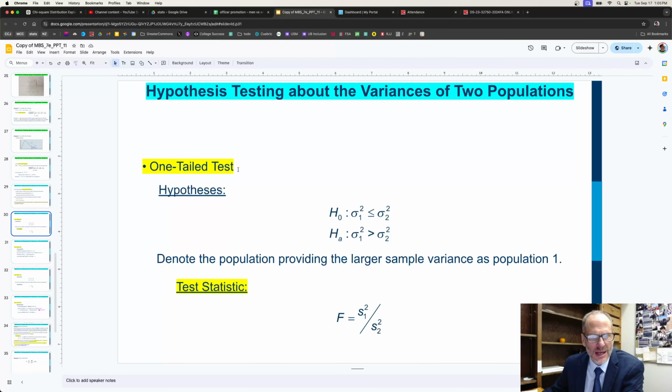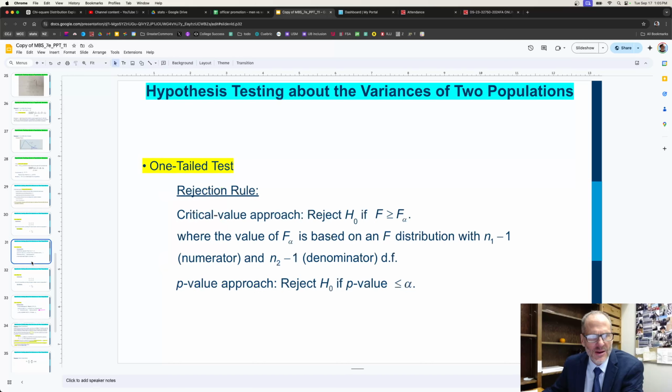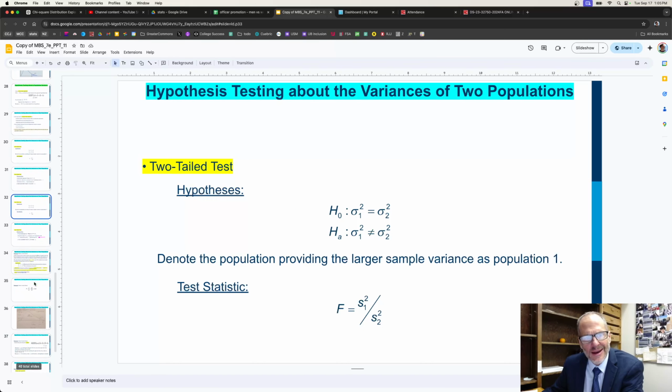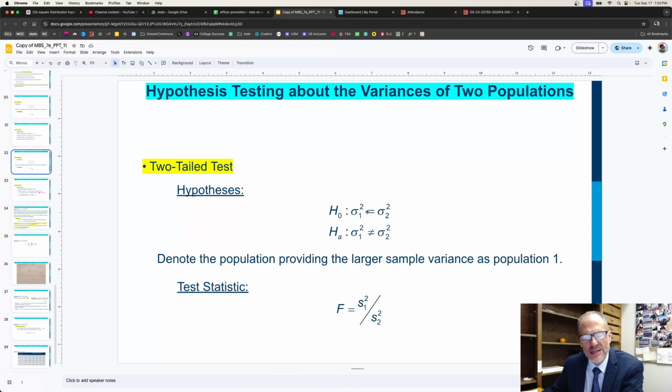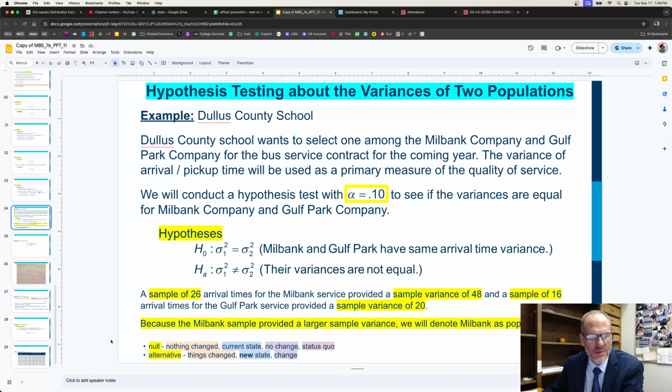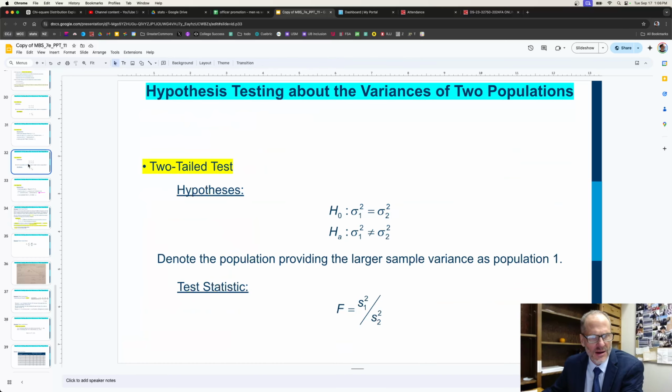So you could do a one-tailed hypothesis test, like that. And here are their criteria for rejecting or not rejecting. Or you could do a two-tailed test like this one. We will be using the sample variances in the two populations to estimate and determine whether the hypothesis about the population variances in the two populations are equal or not equal. And again, making our decision, we have this information right here. And what we're looking for is the null is nothing's changed, current state, no change, status quo. And null is also where equality resides.